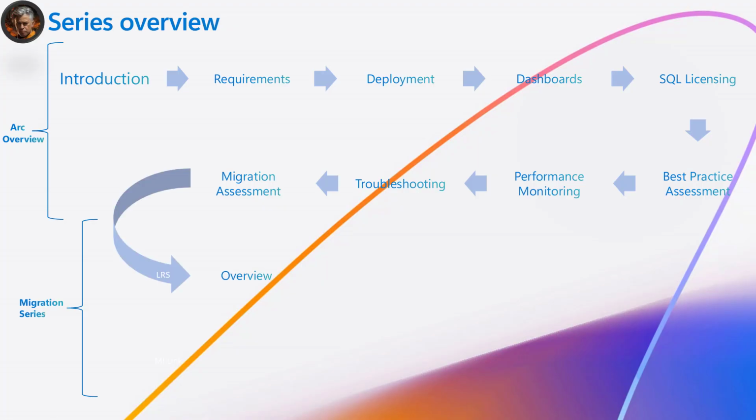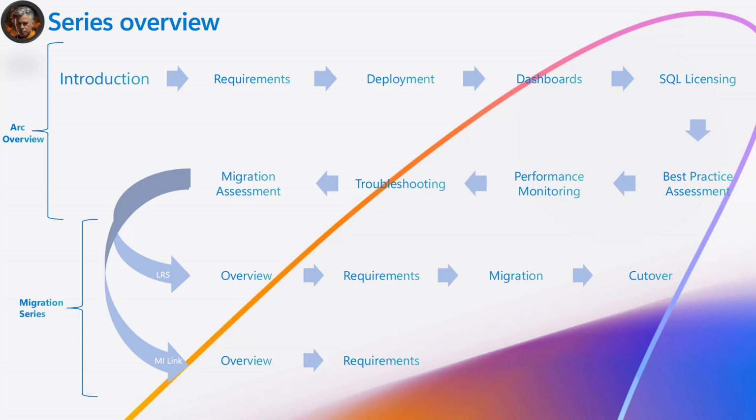Starting with the log replay services, the first video is going to give you an overview of the feature, the requirements, performing an actual migration, and doing the cutover when your data is migrated. For the MI link, we're going to also provide an overview of the MI link feature, the requirements for MI link, executing an actual migration, and performing the cutover.